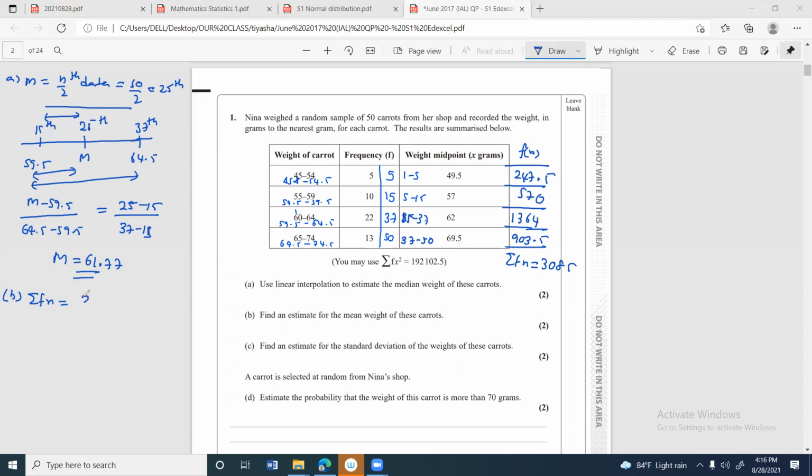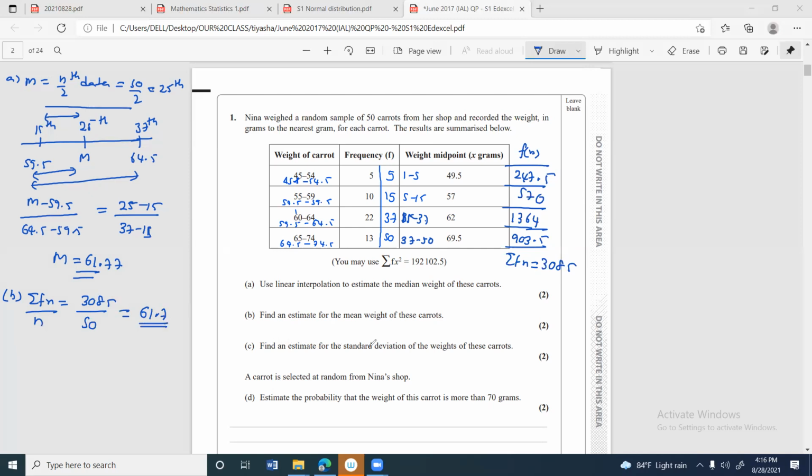Therefore mean is summation of fx, 3085, divided by n, the number of information. There are 50 in total over here. So the mean turned out to be 61.7. 61.7 is the answer for that.